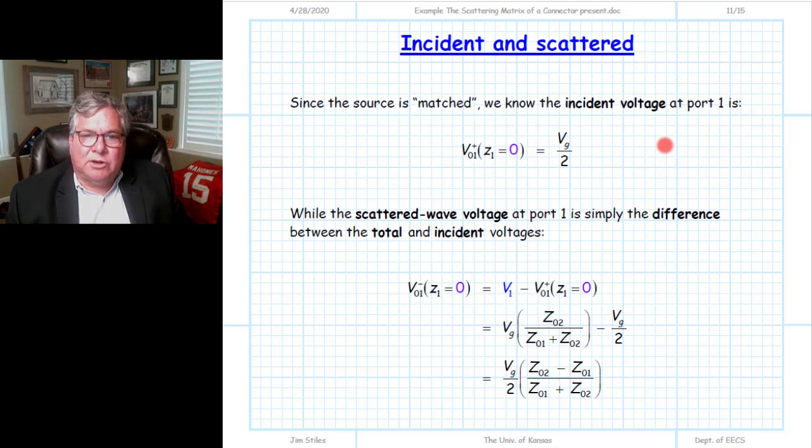Now we need to take our total voltages and separate them into incident and reflected, or incident and scattered, voltages. At port 1, we know the incident wave, the plus wave voltage at port 1, is going to be Vg over 2, because we've used a matched source. The scattered wave at port 1 is the difference between the total voltage, which we just figured out using voltage division, and the incident wave voltage, Vg over 2. We take that difference and we get this. This is the value of the scattered wave voltage at port 1.